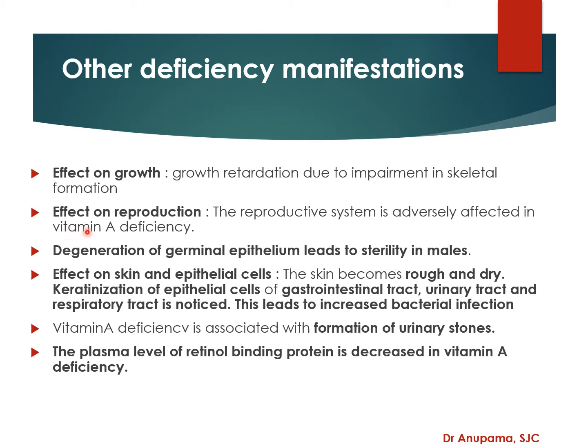Vitamin A deficiency affects reproduction. The reproductive system is adversely affected in case of this deficiency. Degradation of germinal epithelium leads to sterility in the females. Effect on skin and epithelial cells: the skin becomes rough and dry, and keratinization of epithelial cells of the gastrointestinal tract, urinary tract and reproductive tract is also seen.